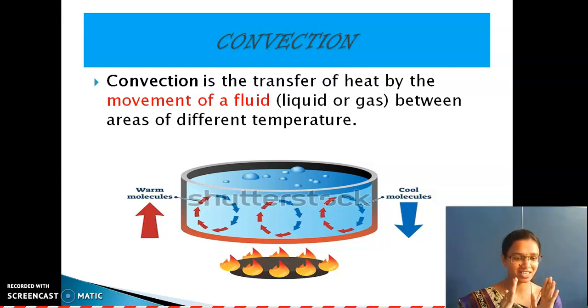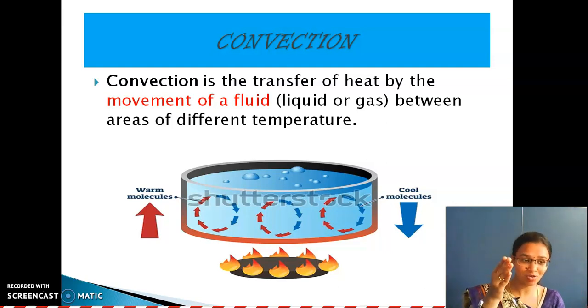Shall I tell you again? Just listen. The water in the bottom gets heated first, and the water in the top is cooler compared to the bottom. So what happens to the density of molecules? The ones down there have less density, but the ones in the top have higher density. Due to this density difference, the water in the top comes down and the water in the bottom goes up. You are able to see the arrow marks, right? The blue color is the movement of the cooler molecules, and the red indicates the movement of the warmer molecules.